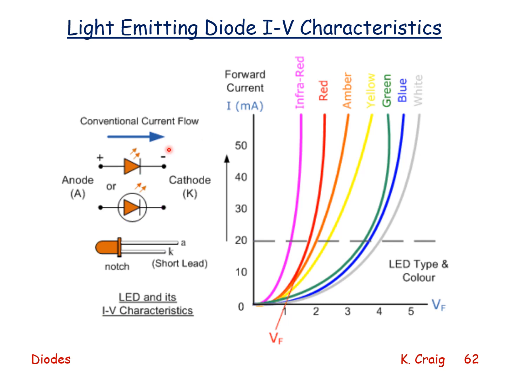Here is the conventional current flow through the diode, the anode and the cathode, and the notch showing the shorter lead, the cathode, and the longer lead being the anode. So this is the LED and its current-voltage characteristics.